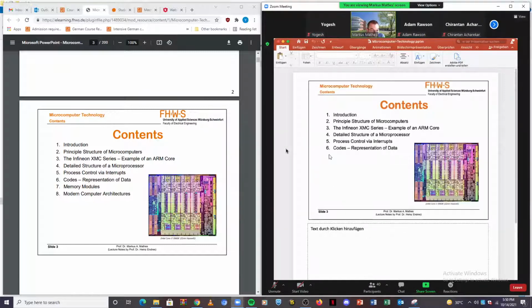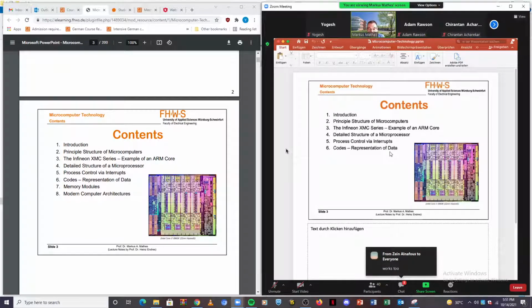We will see. We're doing the foundations, and then we will see if we cover memory modules, modern architectures, and so on. Yeah? I decide during the class. Okay. So we have to stay flexible.